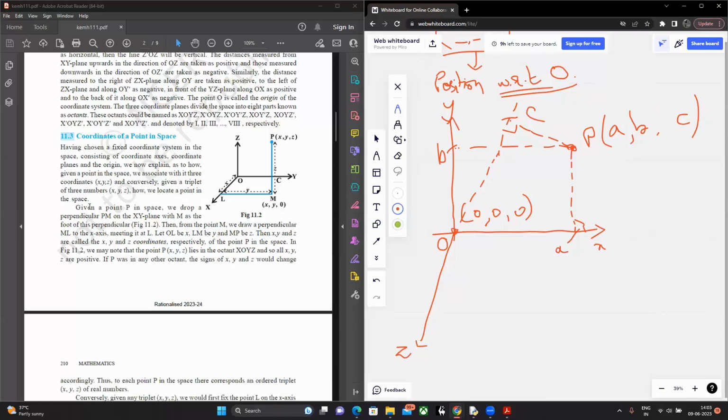So given a point P in space, we draw a perpendicular PM on the XY plane with M as the foot of this perpendicular. From the point M, we draw a perpendicular ML to the X-axis, meeting it at L. I've drawn this this way because I've just directly taken the perpendiculars from P to Y, P to X, and P to Z. You can also do it this way, where you drop a perpendicular to the XY plane, and then you draw the perpendicular to the X and the perpendicular to the Y from this point. They give you the same answer.